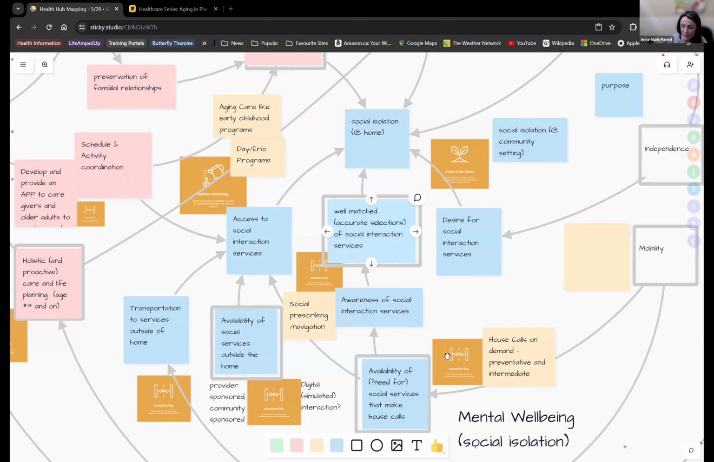Is there anything else we want to explore together on the mental well-being or social isolation before we move to another set of colored post-its? That's a lot of interesting ideas. Yeah, absolutely. Okay, let me just see. I'm just going to try to move.